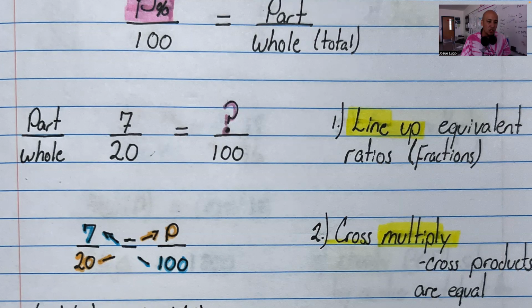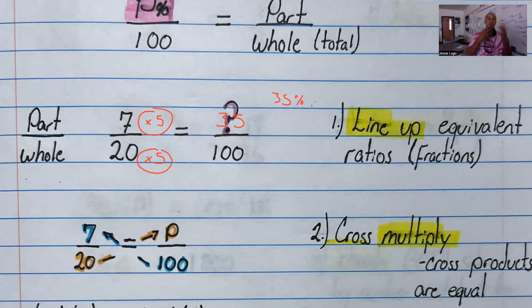Okay, you can ask yourself, 20 times what number will get to 100? Well, 20 times 5 is equal to 100, which means that if I multiply the 7 by the same scale factor, which in this case is 5, that's going to create an equivalent ratio, in this case, something over 100. So I'm multiplying 20 times 5 because 20 times 5 is 100, and 7 times 5 is 35. 35 over 100 is equal to 35%, because the percentage is always over 100. So that means that 35% of the homes have candy.